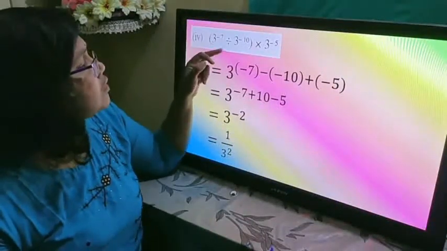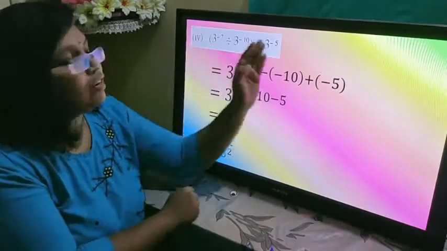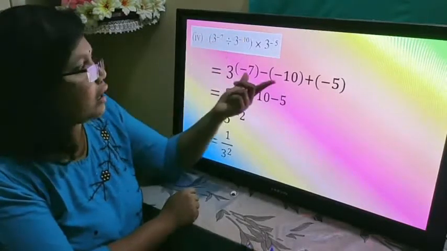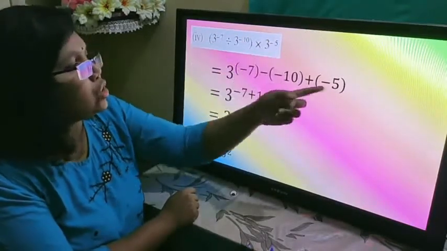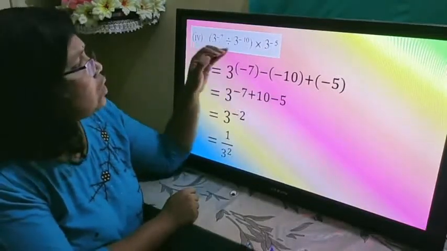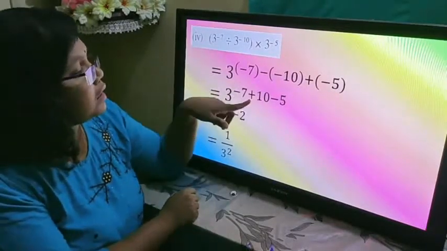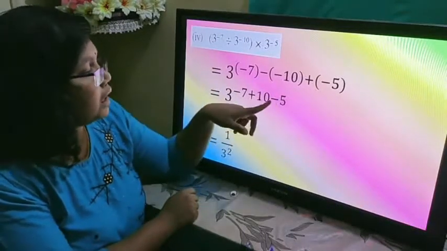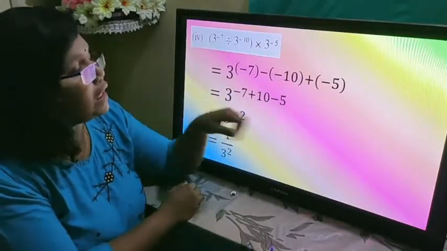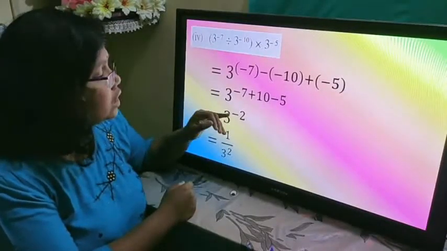Now here, 3 raised to minus 7 divided by 3 raised to minus 10 multiplied by 3 raised to minus 5. Now here we have a long one. Because there is a division here, we subtract, and multiplied by minus 5, so we add. Multiplication, hence addition; division, hence subtraction. Because all the bases are the same, we could directly take it as one base. So minus 7, minus and minus plus, minus and plus minus. So minus 7 plus 10 gives you positive 3. Positive 3 minus 5 would give you minus 2. So 3 raised to negative 2.